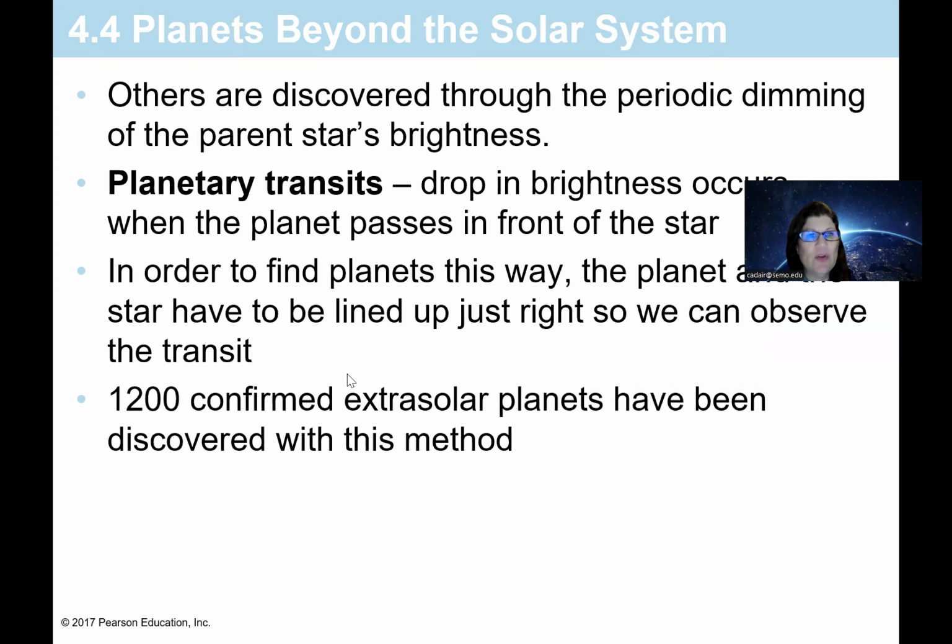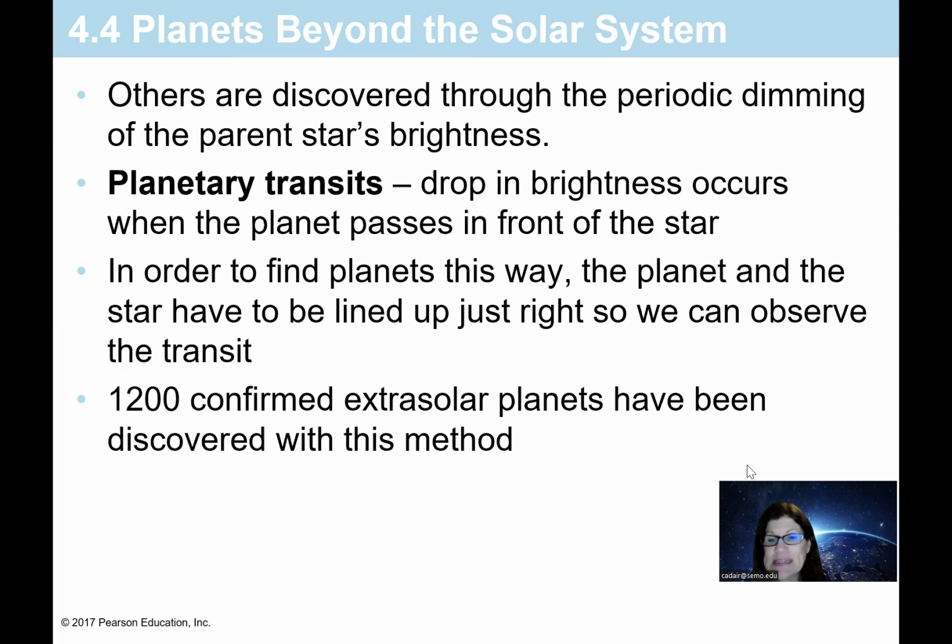Others are discovered through periodic dimming of the star. So this is planetary transits. There's a very teeny tiny drop in the brightness of the star when the planet passes in front. So in order to find planets this way, the planet and the star have to be lined up just right.